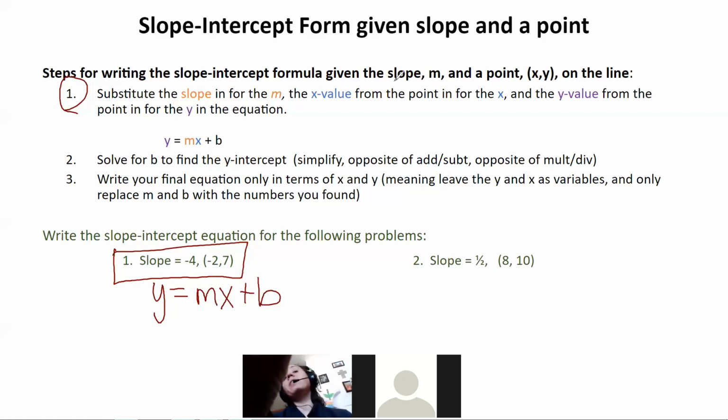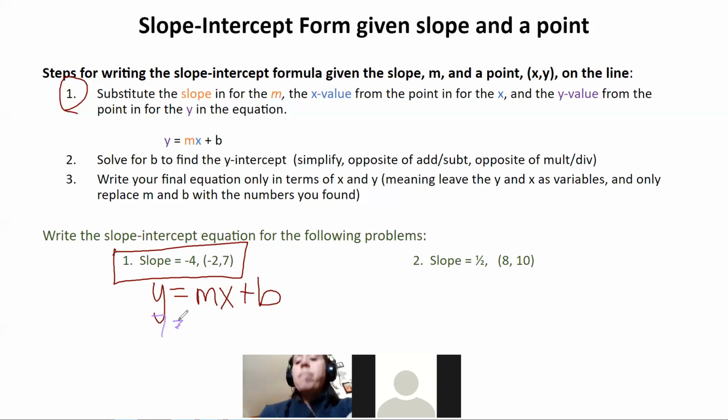Because this -2, 7 is not a y-intercept. I can't just put it at the end. In order for it to be a y-intercept, that x would have to be 0. So which one of those numbers, there's a -4, a -2, and a 7, which one of those is my y? 7, yeah, very good.